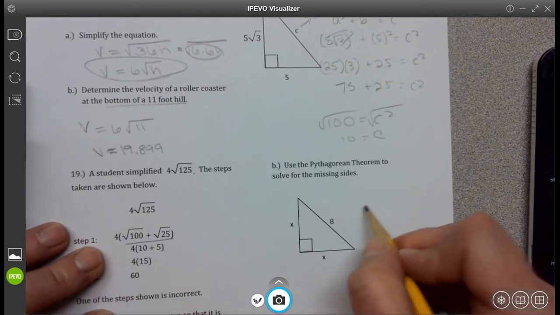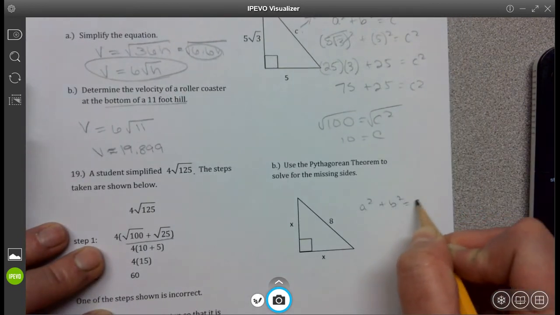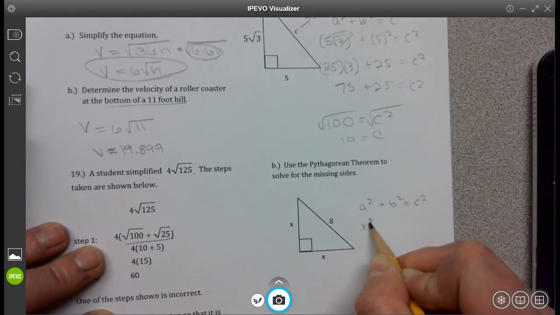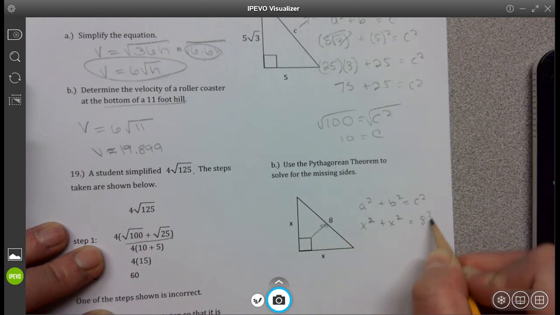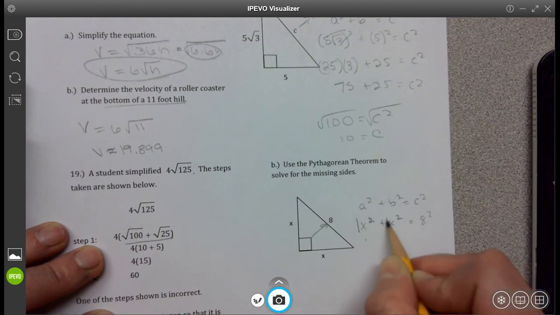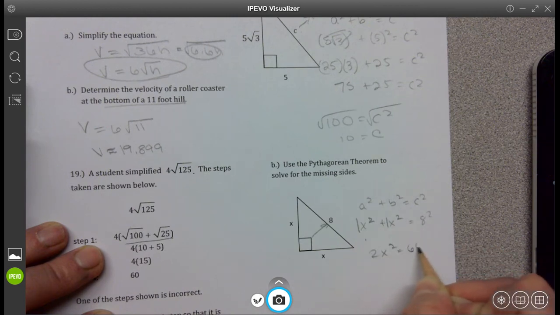Okay, here it says use the Pythagorean theorem to solve for the missing sides. The hypotenuse is always across from the 90 degrees. If I have 1x squared and 1x squared, that's 2x squared. I divide both sides by 2 and I have 32. Therefore, x is the square root of 32.